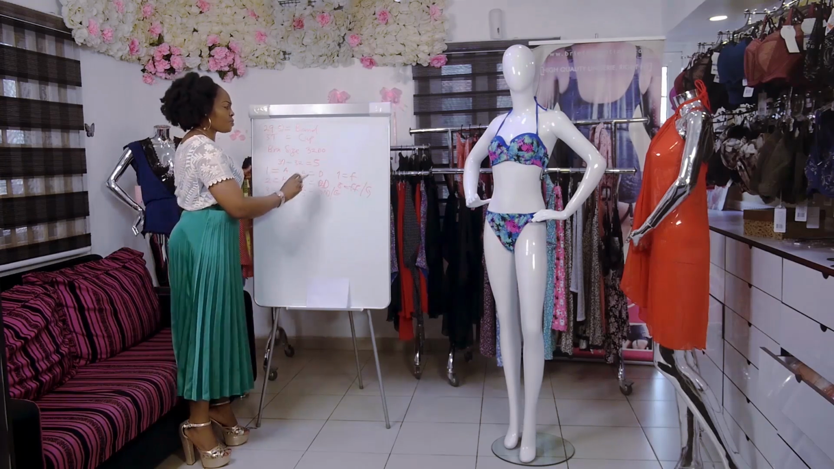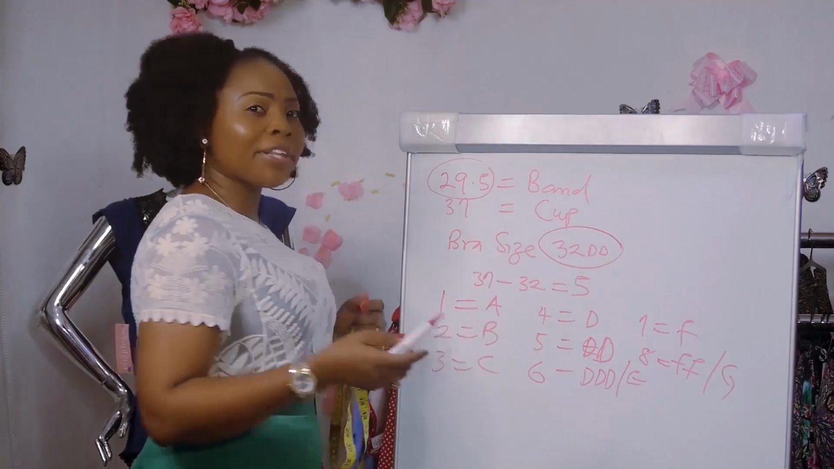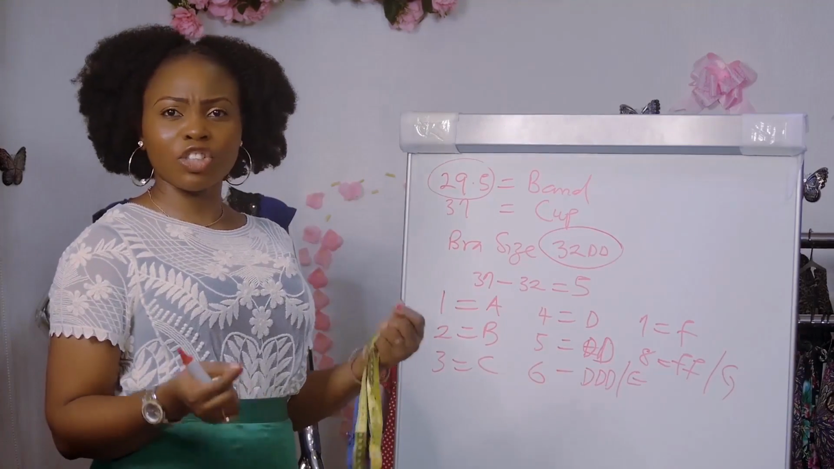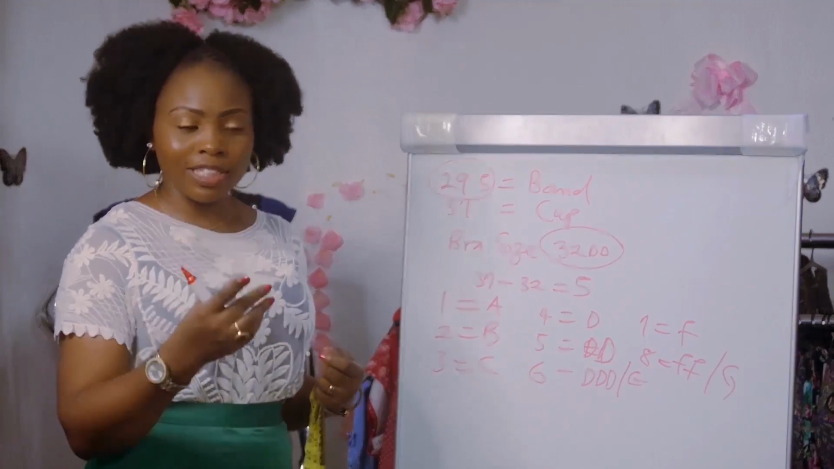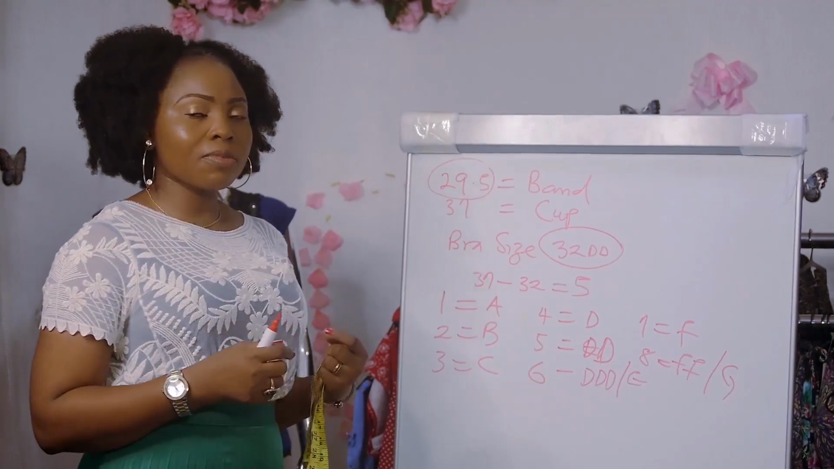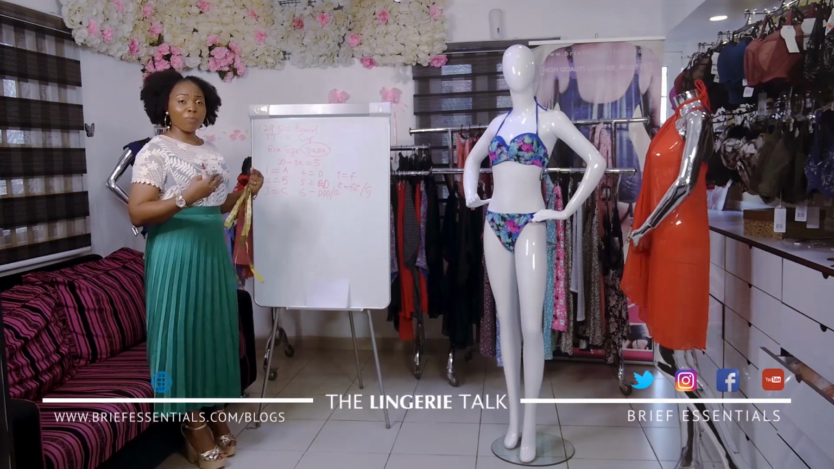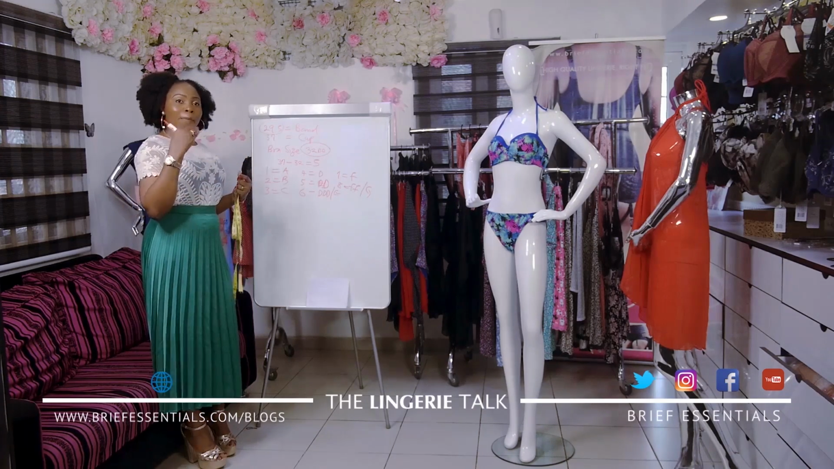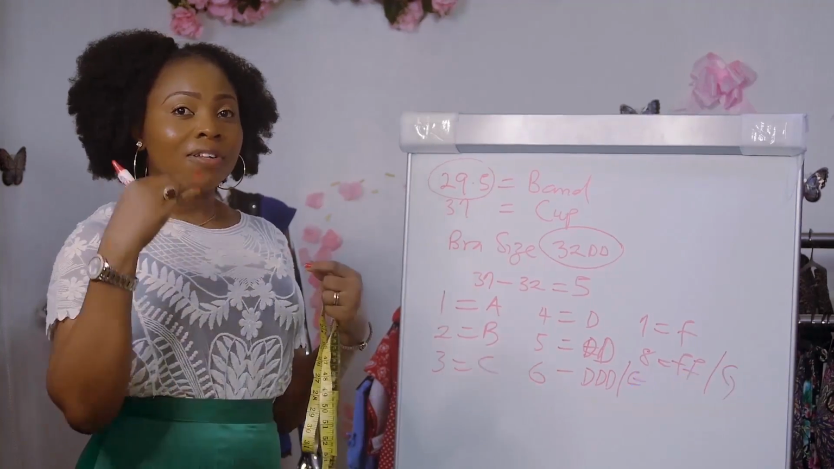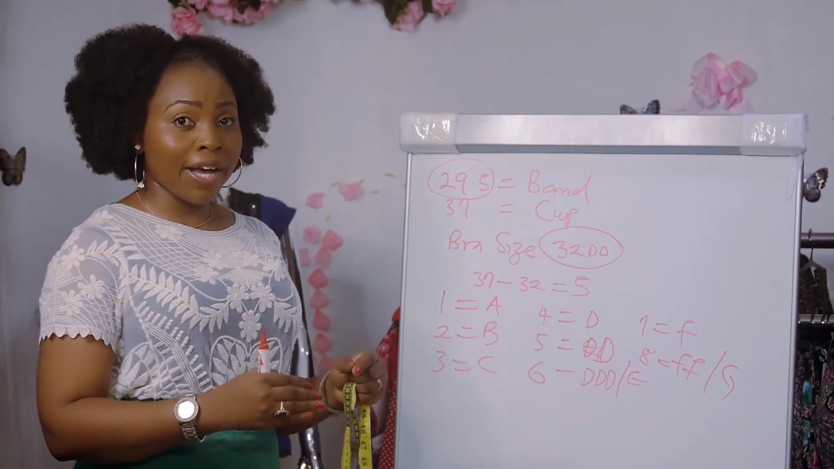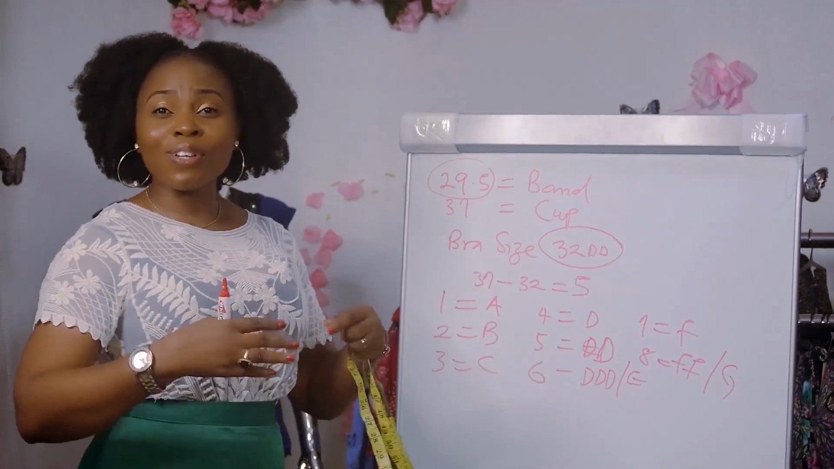Now, assuming that this person with this measurement wears a 32 double D, but the band is so tight that she's so uncomfortable, she can now try a 34D. The reason is because sometimes, even though this is her size, she feels uncomfortable on the band but the cup is fine. She can move to the next band size, which is a 34, and then take the cup size down by 1 step, and that gives us a D cup. And that's what we call sister sizing.